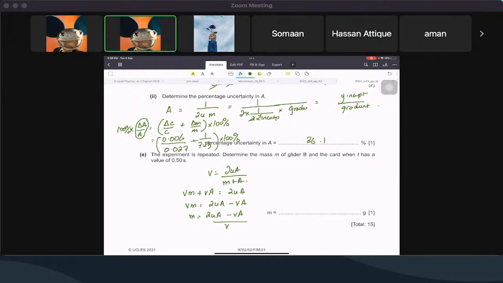Oh, wait, let me put the charger on. It's just going to die in a second. This question takes so much effort.